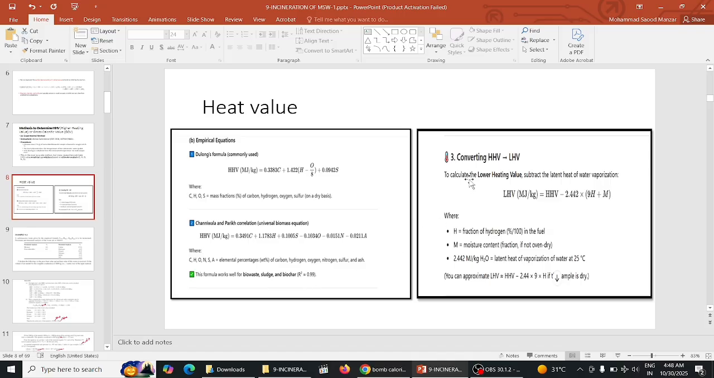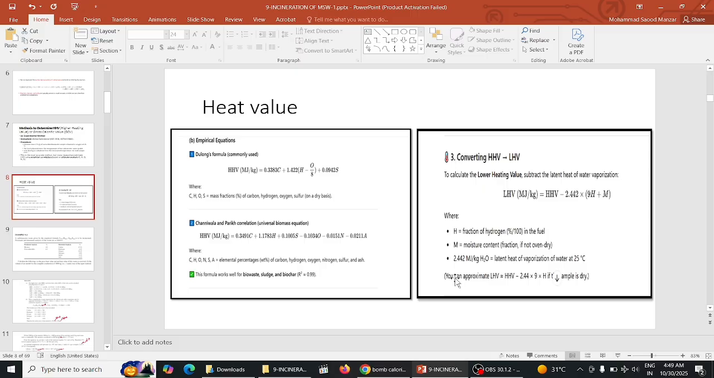Now, when you want to convert HHV into LHV, the net calorific value or lower heating value, you have to subtract from the HHV 2.442 times (9H plus M), where H is the fraction of hydrogen. If you are getting a hydrogen value like 6.42, you have to divide by 100. In some books you might see the factor written as 0.0242, where H and M are both divided by 100. M is the moisture content fraction if not oven dry, and 2.44 megajoules per kg of H2O is the latent heat of evaporation of water.